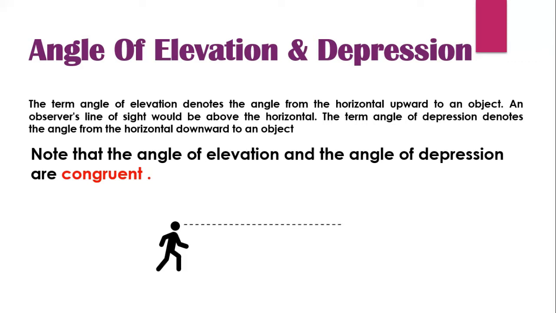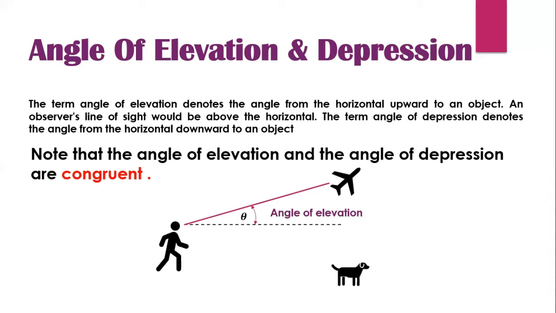This is a boy standing on the sand or the ground. She's looking at a plane above. Look at the diagram. We call this one theta, or the angle of elevation. The elevation denotes the angle from the horizontal upward to an object. So this is very clear. We call this angle of elevation.